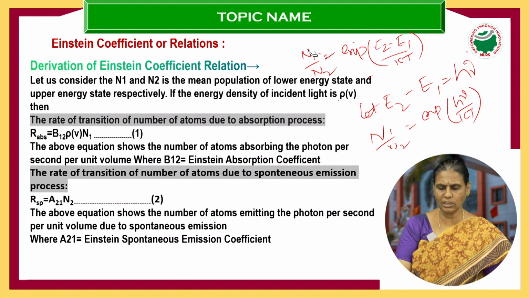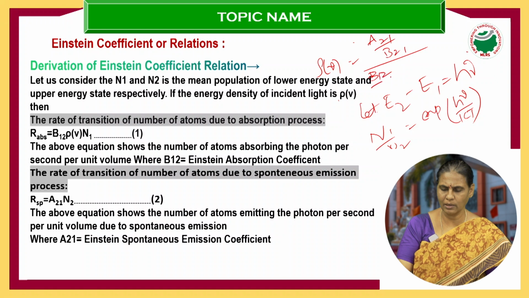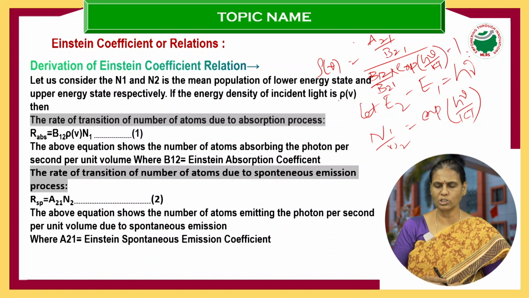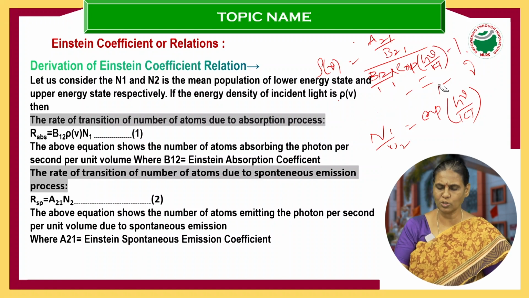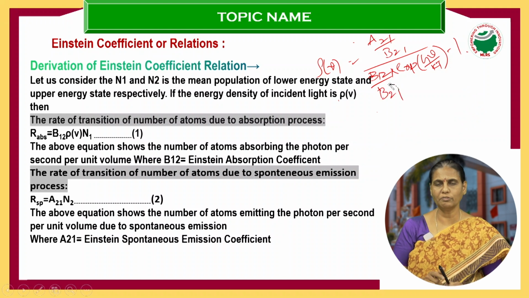Now, I'll write this equation in terms of that. Substitute this value in that equation. That is, rho of nu is equal to A21 by B21 into B12 by B21 into N1 by N2 you are having. In place of that, I write exponential of h nu by kt minus 1. This is the equation which you have got after all the substitutions from the different parts. So, this is the equation for energy density according to Maxwell and Boltzmann.